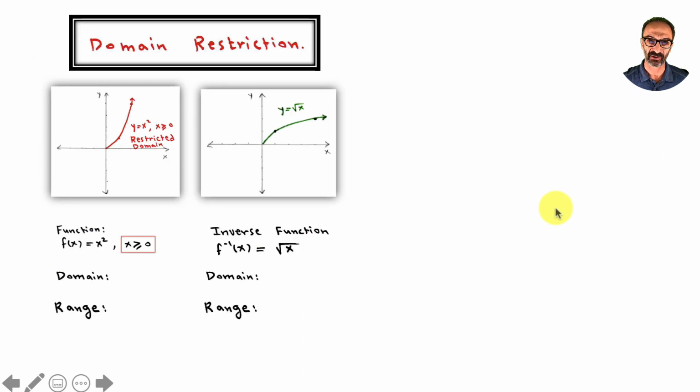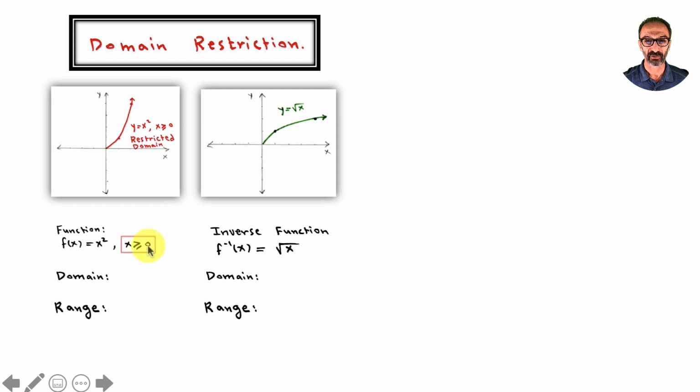Domain restrictions. To solve the problem, we're going to deal with domain restriction. So if we don't take the whole parabola and we take only the right side, including 0, this is called y equals x to the second with x being greater than or equal to 0, restricted domain. The reflection of this about y equals x will be this graph right here, which is known to be the principal square root of x.